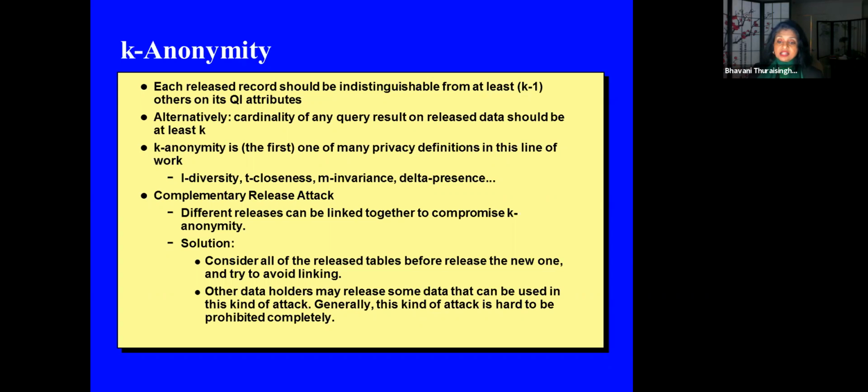Complementary release attack. Different releases can be linked together to compromise k-anonymity, right? That's the problem, because maybe you can prevent it in one data set, but if you have multiple data sets, you can link together, and k-anonymity vanishes. Solution, consider all of the release tables before releasing the new one and try to avoid the linking.